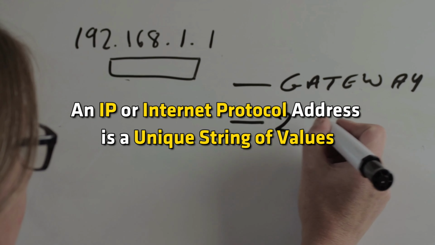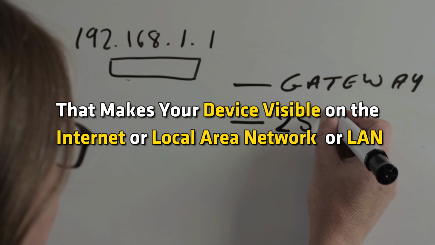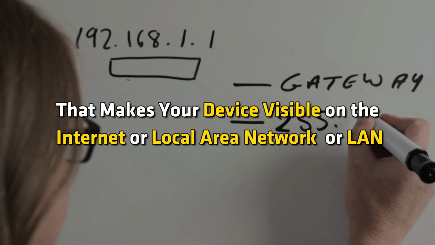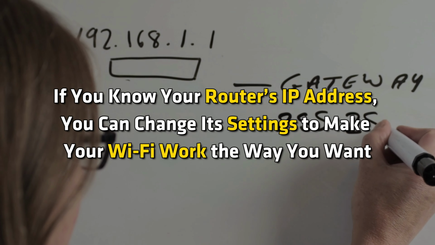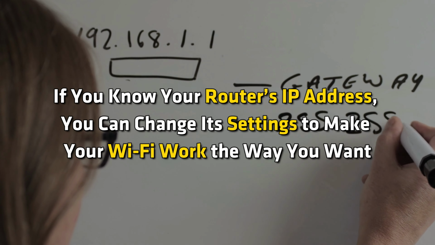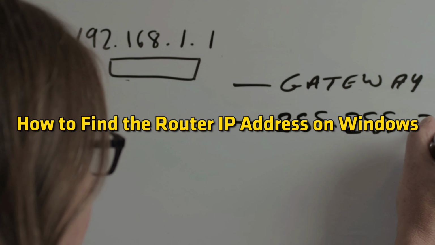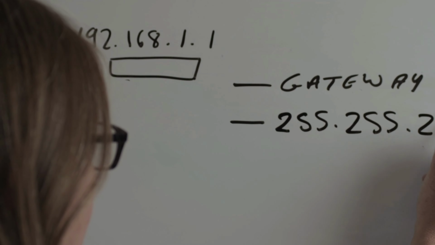An IP or Internet Protocol address is a unique string of values that makes your device visible on the Internet or local area network or LAN. If you know your router's IP address, you can change its settings to make your Wi-Fi work the way you want. Now, here is how to find the router IP address on Windows. Let's get started.